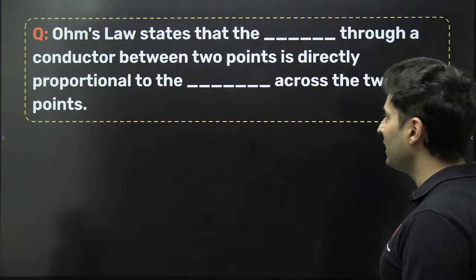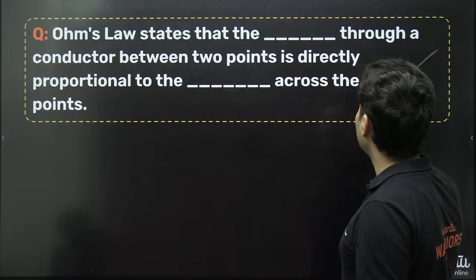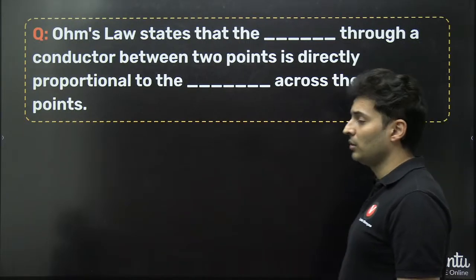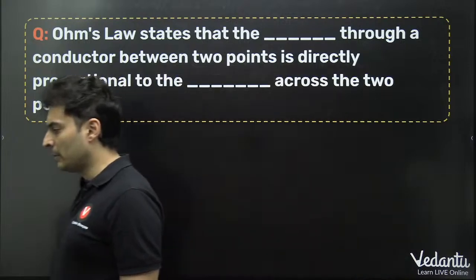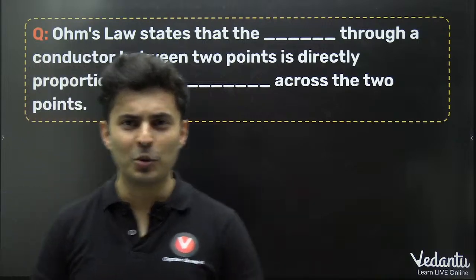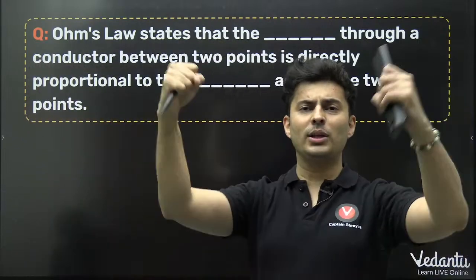Let's go to current electricity. Ohm's law states that the dash through a conductor between 2 points is directly proportional to the dash across the 2 points. Come on, let's do this. Quickly, let's complete current electricity too. Few questions remaining. Full josh, full energy.